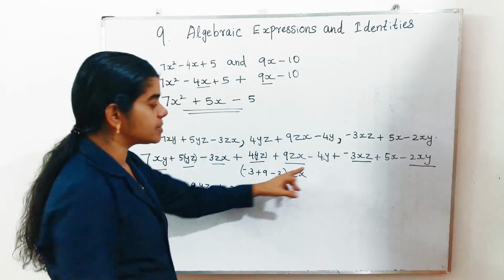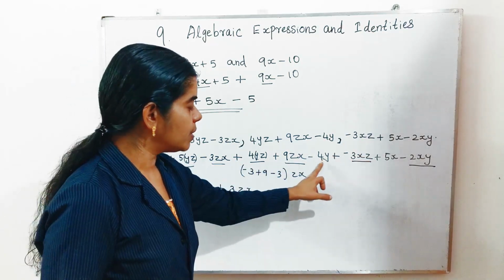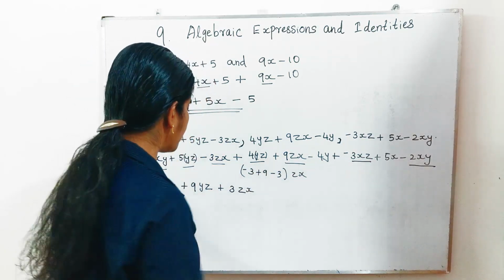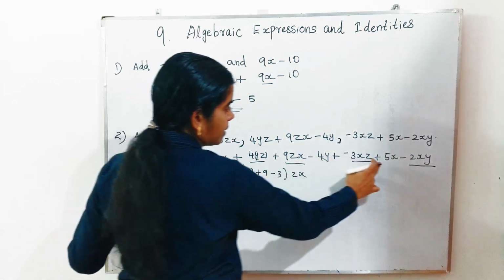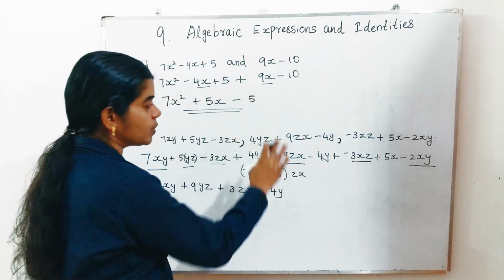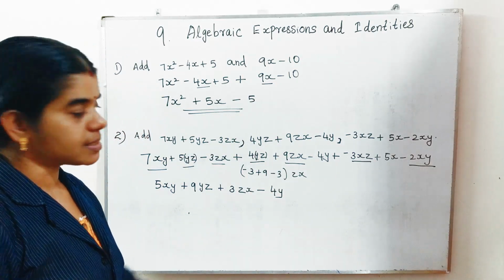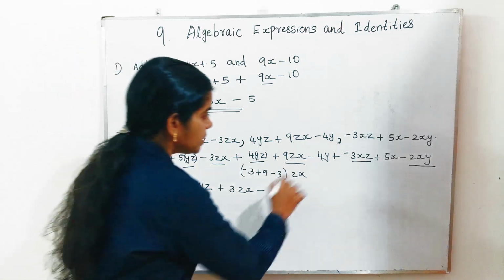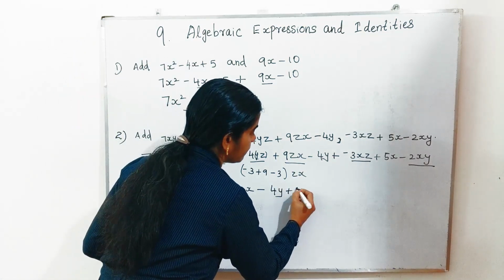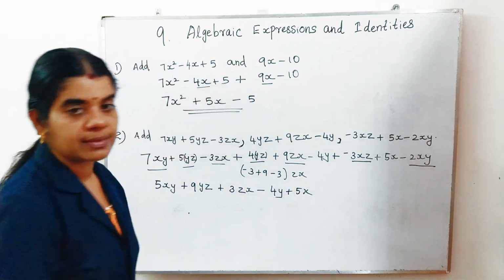Then the remaining terms are minus 4y. No like terms, y terms are not there. So we can write that the same, minus 4y plus 5x. 5x also, x like terms are also not there. So we can write it also the same. So 5x. This will be our answer.